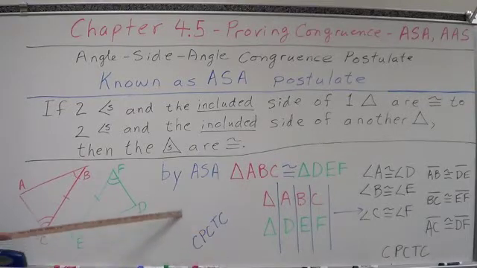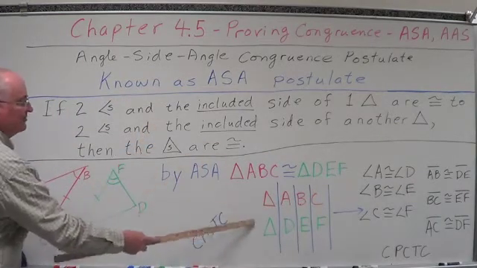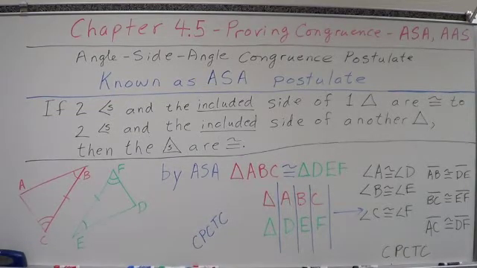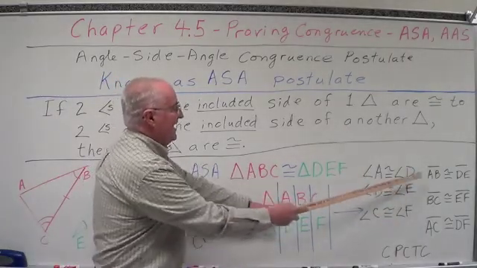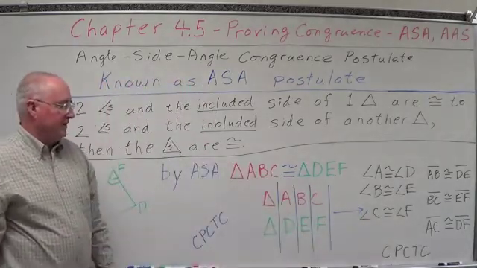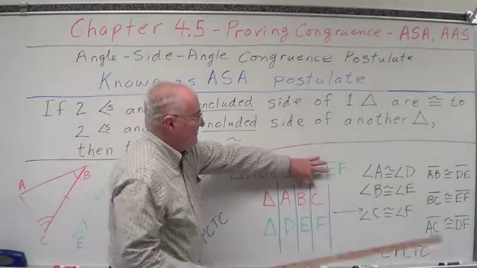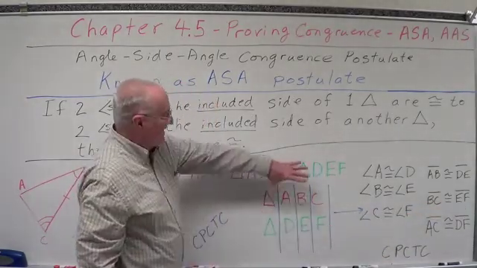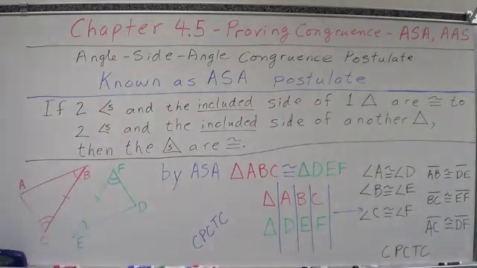Now, in order to get our CPCTC correct, that abbreviation becomes very important. We're going to stack these on top of each other to make sure the corners of the triangle are correctly corresponding. So we have triangle ABC stacked on top of triangle DEF. That means angle A corresponds to angle D, and they are congruent. Angle B corresponds to angle E, and angle C corresponds to angle F. Segment AB corresponds to segment DE, segment BC corresponds to segment EF, and segment AC corresponds to segment DF, and they are congruent. Why? By CPCTC. Have to know what that means and be able to use it.